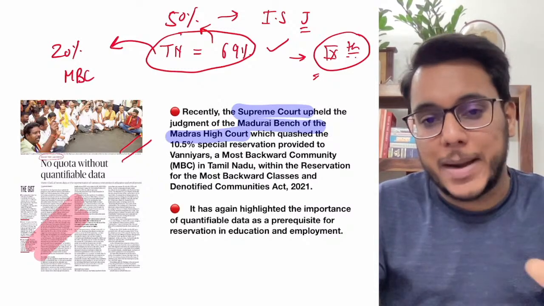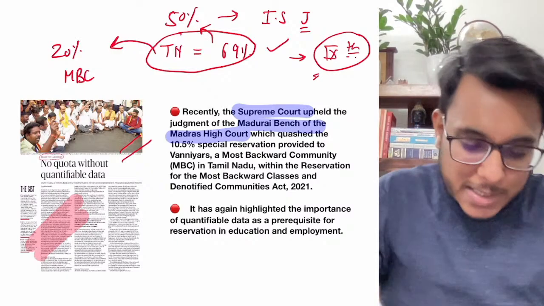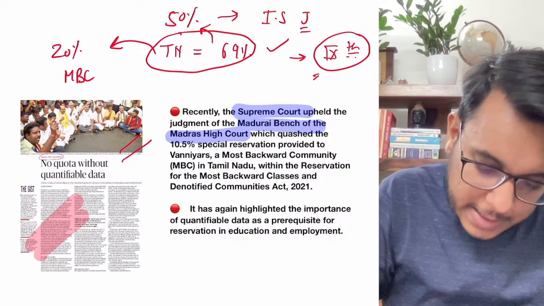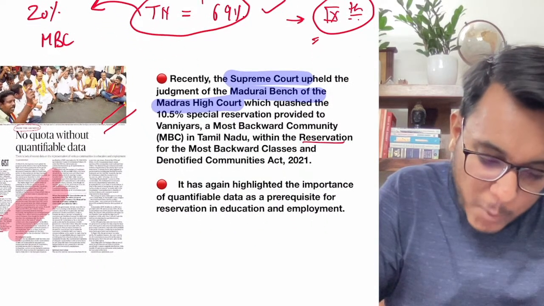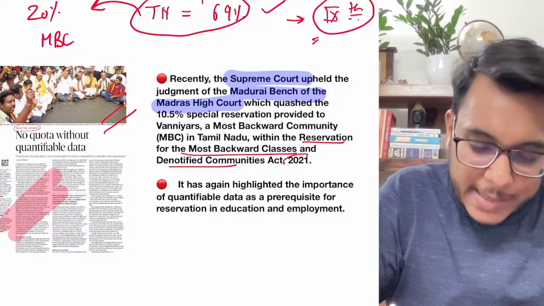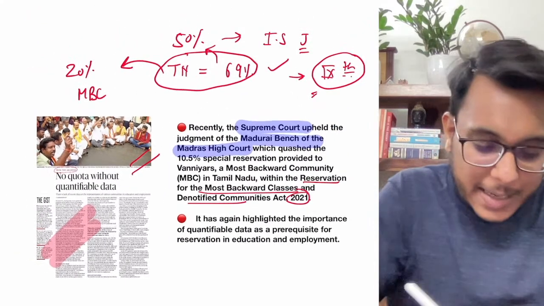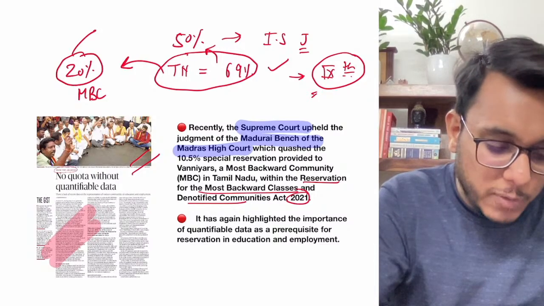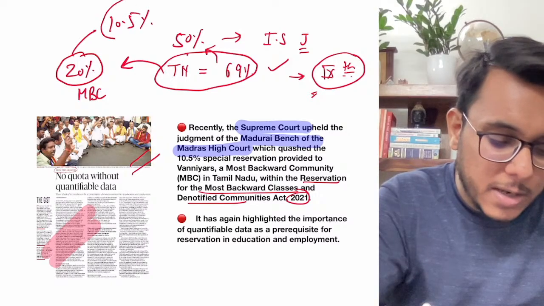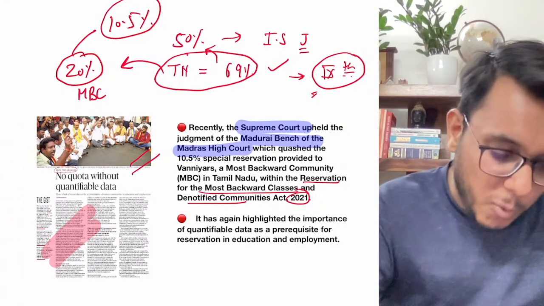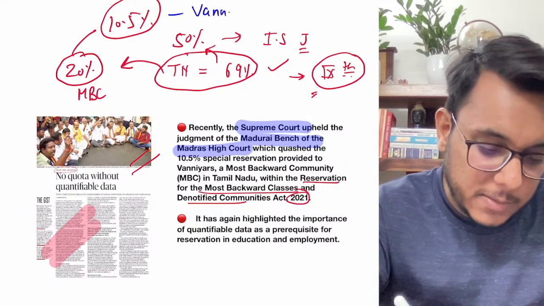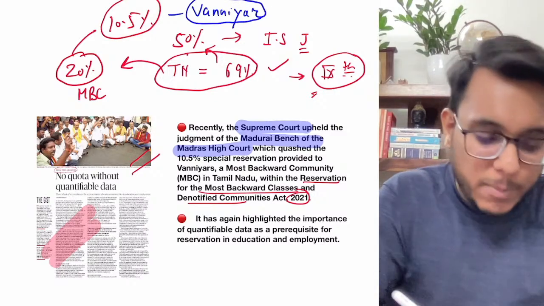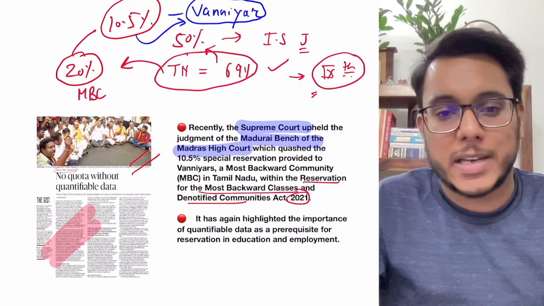Now guys, what happened recently: Tamil Nadu passed the Reservation for the Most Backward Classes and Denotified Communities Act 2021, and it provided that out of this 20% reservation for the most backward classes, 10.5% reservation will be kept aside for the Vanniyar community. Now the 10.5% reservation was set aside for the Vanniyar community.